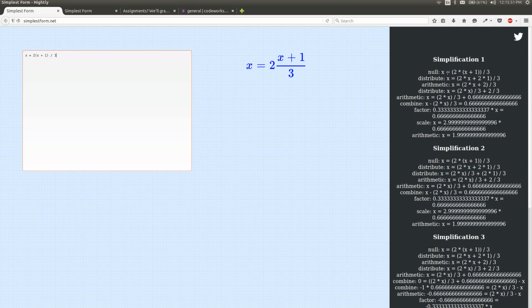So we can see, for instance, here in the first simplification, that we start out with the problem statement, then we distribute that 2, then we simplify 2 times 1 to just be 2, then we distribute this divided by 3 term to get 2x divided by 3 plus 2 divided by 3.